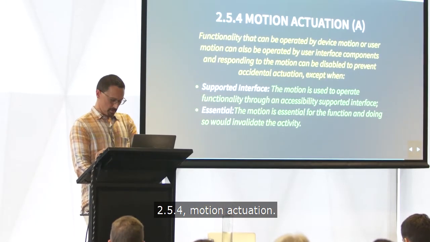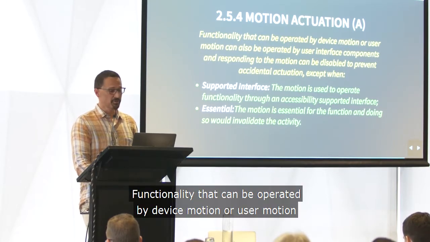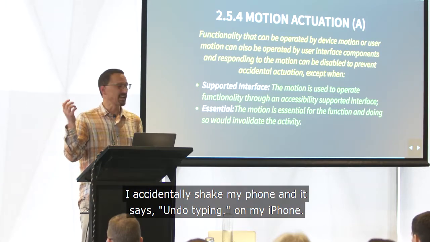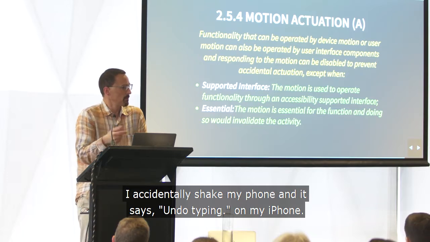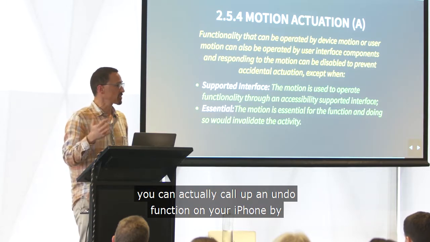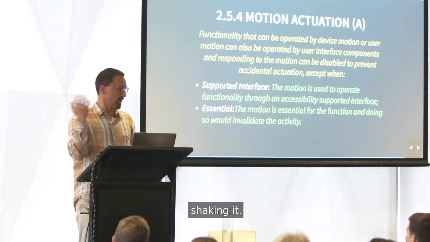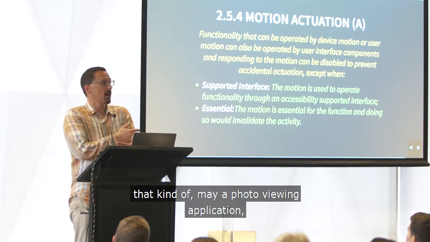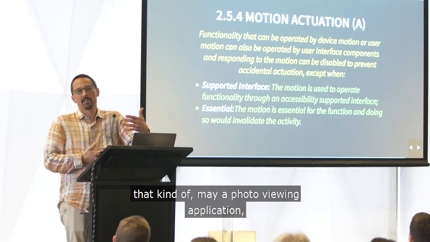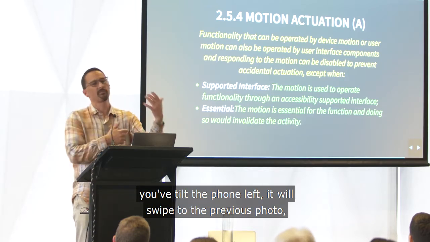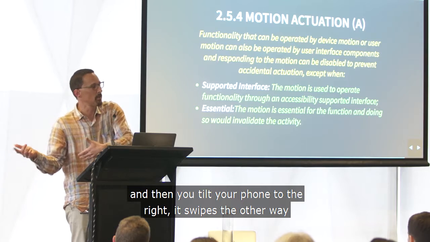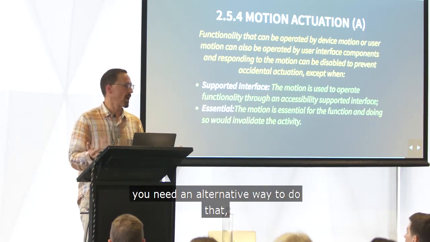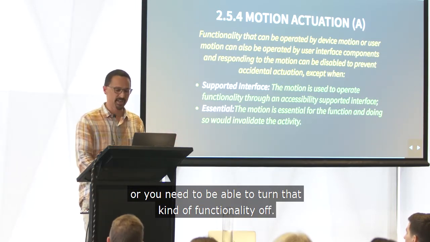2.5.4, motion actuation. Functionality that can be operated by device motion or user motion can also be operated by user interface components. So if you've got a phone, often you'll know, I get this all the time, I accidentally shake my phone and it says undo typing on my iPhone, and that's just because I shook it. So that's one way you can actually call up an undo function in your iPhone, by shaking it. But if you have tremors, or conversely, if someone has implemented, maybe you're a photo viewing application, you tilt the phone left, it'll swipe to the previous photo, and then you tilt your phone to the right, it swipes the other way, or it goes to the next photo. If you can't manage that kind of discrete motion, you need an alternative way to do that, or you need to be able to turn that kind of functionality off.